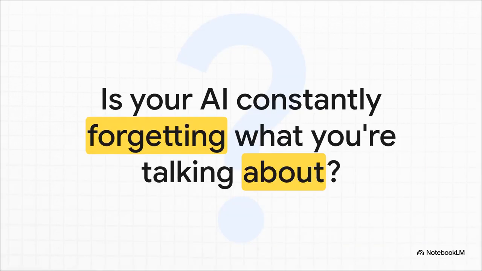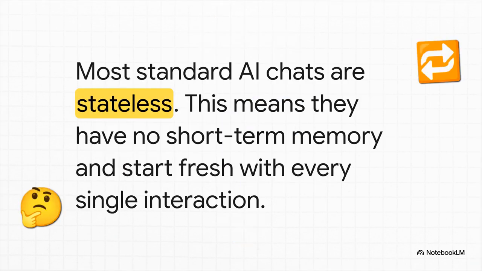Okay, so let's start with something I'm sure we've all run into. You're deep in a project, right? Maybe you're building a world for a story or analyzing some data, and then poof, the AI just forgets everything. It completely loses context, and you're stuck repeating yourself, or even worse, starting all over from scratch. So frustrating. So, why does this happen?